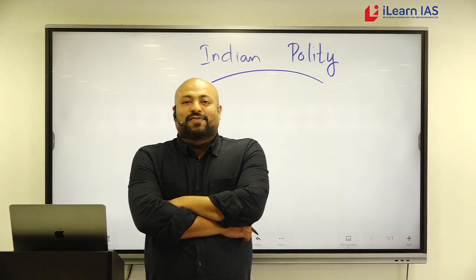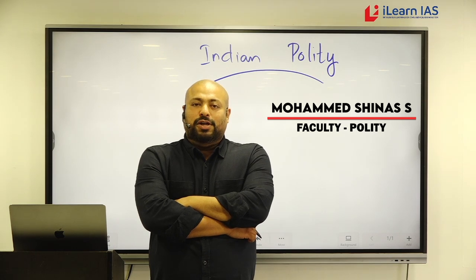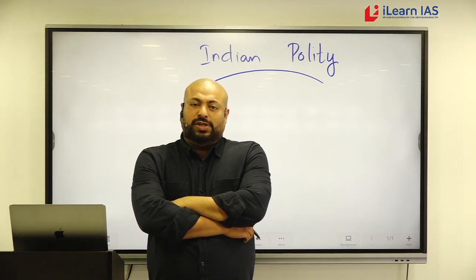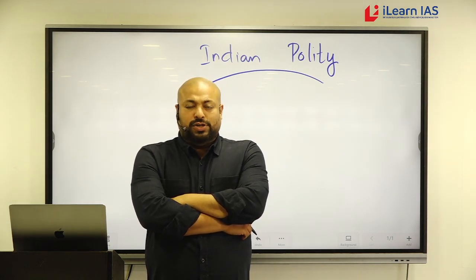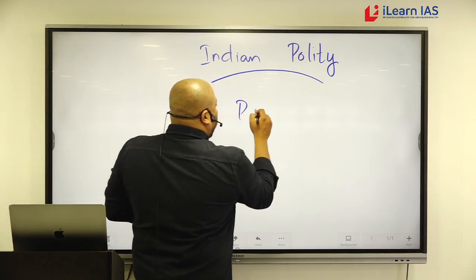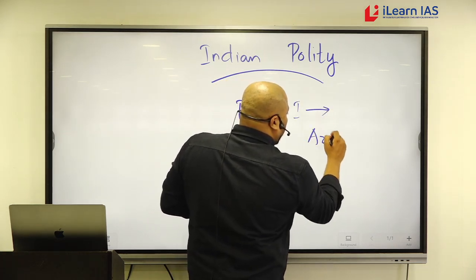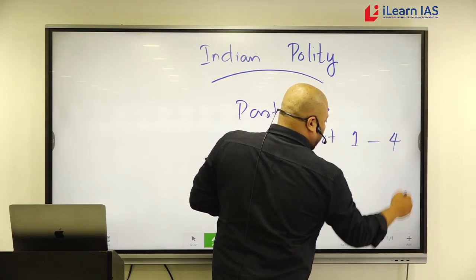Hi all, welcome to today's session on Indian polity. Today we are going to discuss part 1 of the Indian Constitution. Part 1 of the Indian Constitution consists of article 1 to 4. Okay, let's see part 1 of the Indian Constitution. It consists of article 1 to article 4.